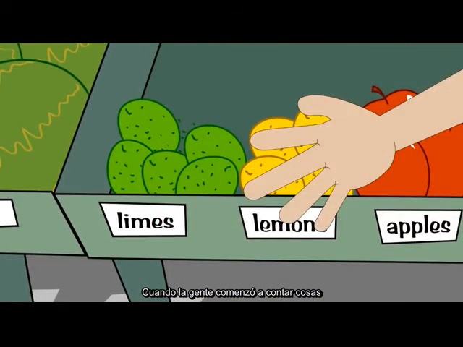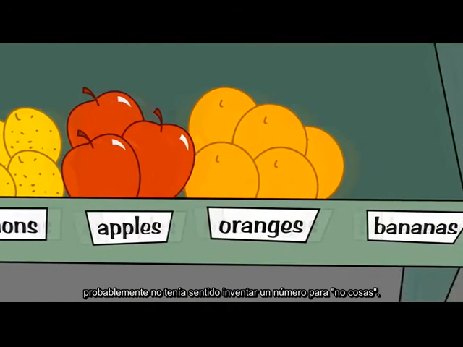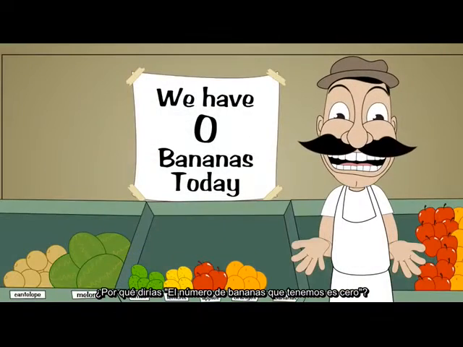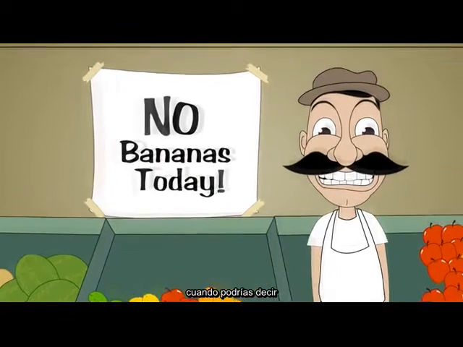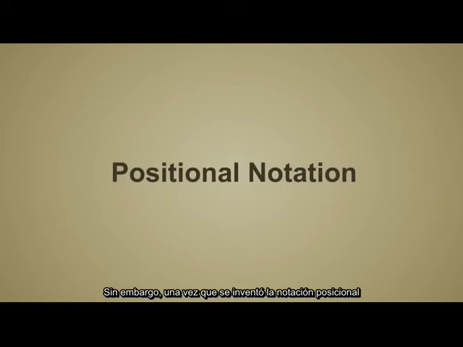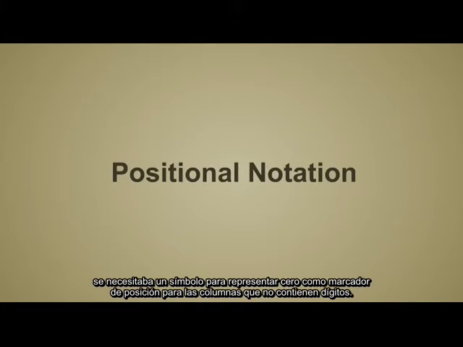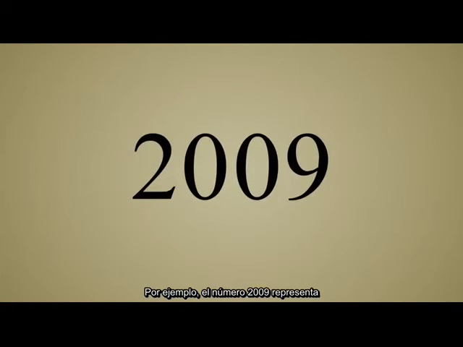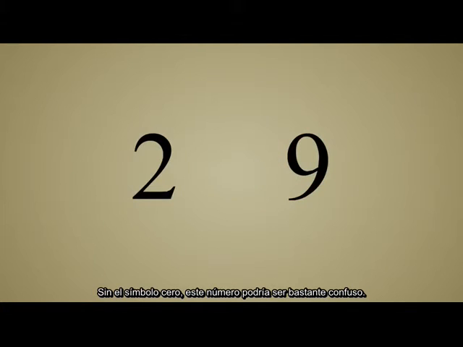When people started counting things, it probably seemed pointless to invent a number for no things. Why would you say the number of bananas we have is 0, when you could just say, yes, we have no bananas? However, once positional notation was invented, a symbol to represent 0 was needed as a placeholder for columns containing no digits. For instance, the number 2009 represents 2 thousands plus 0 hundreds plus 0 tens plus 9 ones. Without the 0 symbol, this number could get quite confusing.